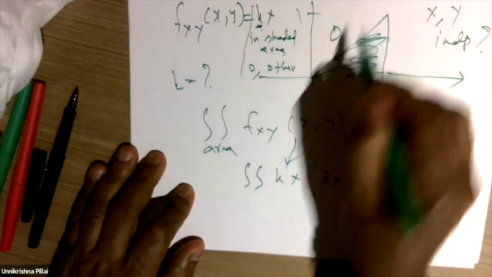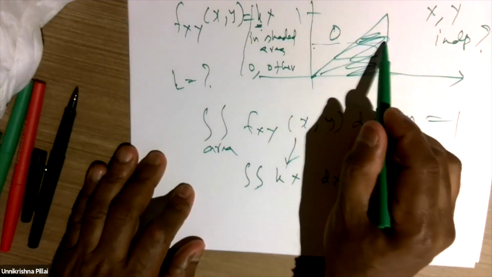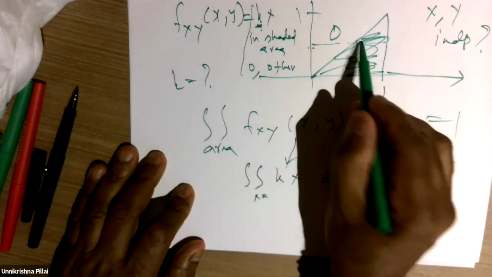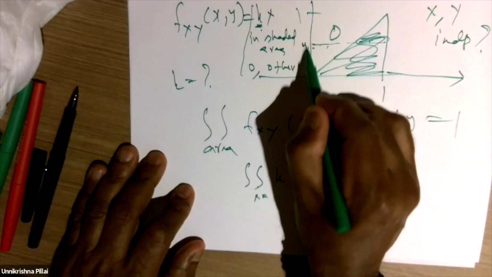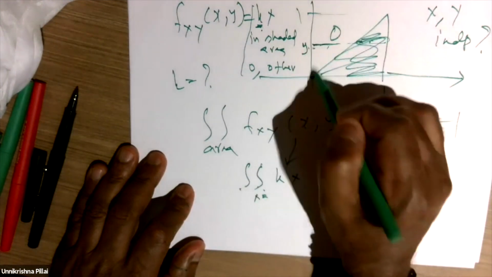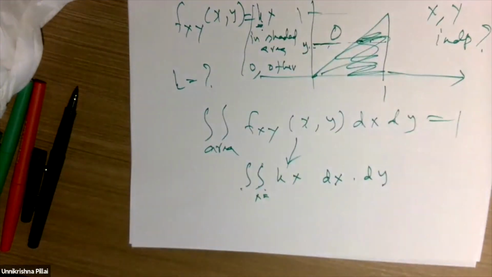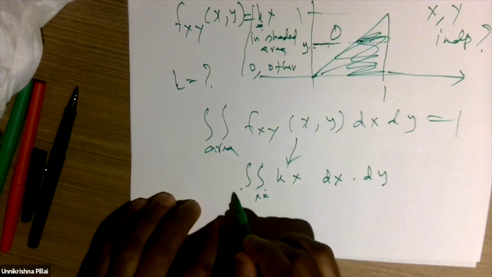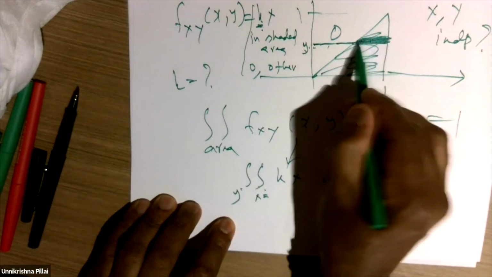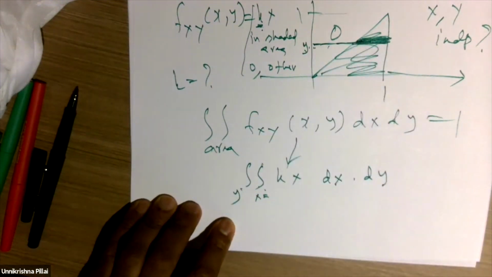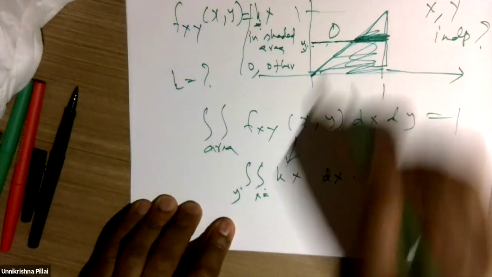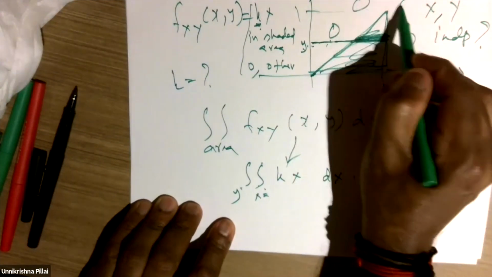The density function is 0 here, so there's no point in integrating from here. It depends on what the value of y is, because if you say 0 to 1, 0 to 1, you are integrating over this square. That is not true. So the outside integral is on y. If you fix a y, then what will be the integration on x? Look at the diagram. You only want to integrate over this triangle. You don't want to integrate here and here.